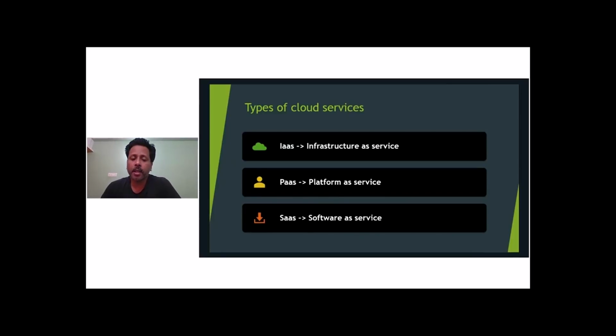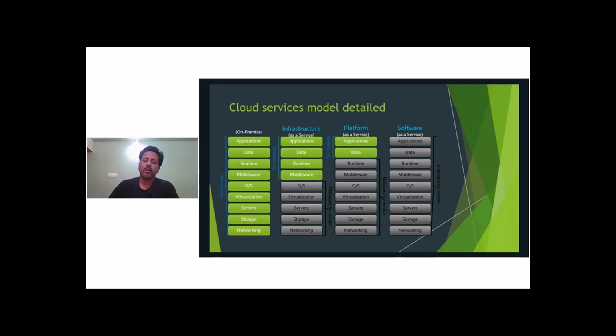Now, what are the different kinds of cloud services? It is mainly classified into three only, okay? Infrastructure as a service, platform as a service, software as a service. I'll talk about it in the next slide. So you look at this diagram, okay? On the left hand side, on premises, everything is green boxes. That means applications, data, runtime, servers, storage, everything is managed by yourself. Yourself means your company or somebody from your company, right?